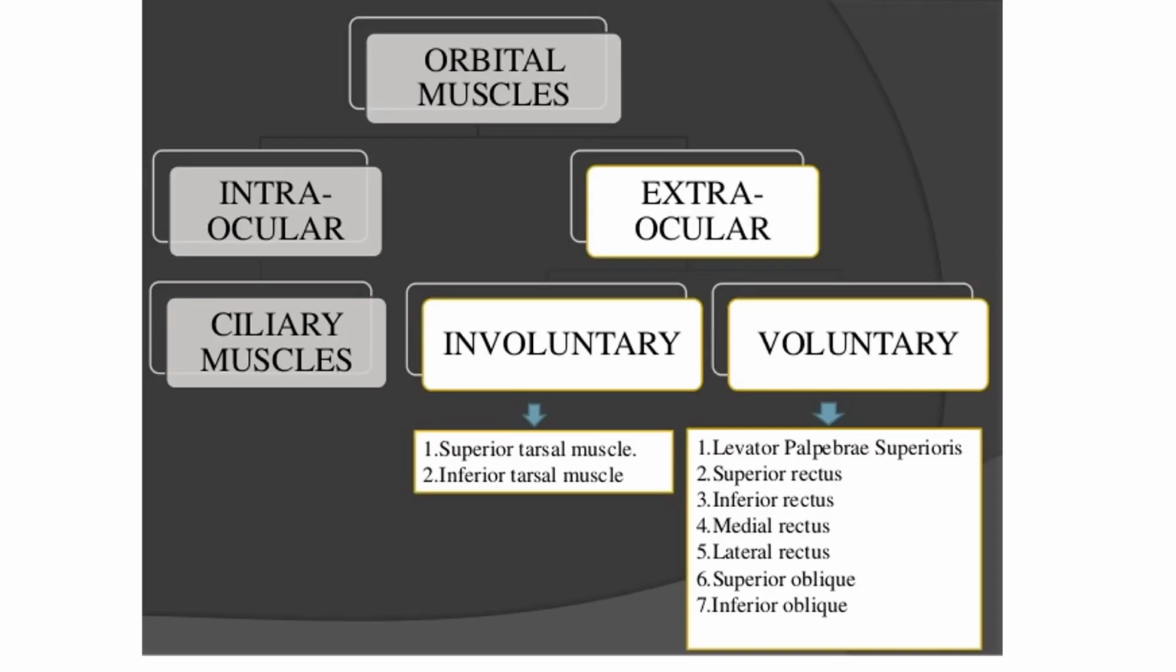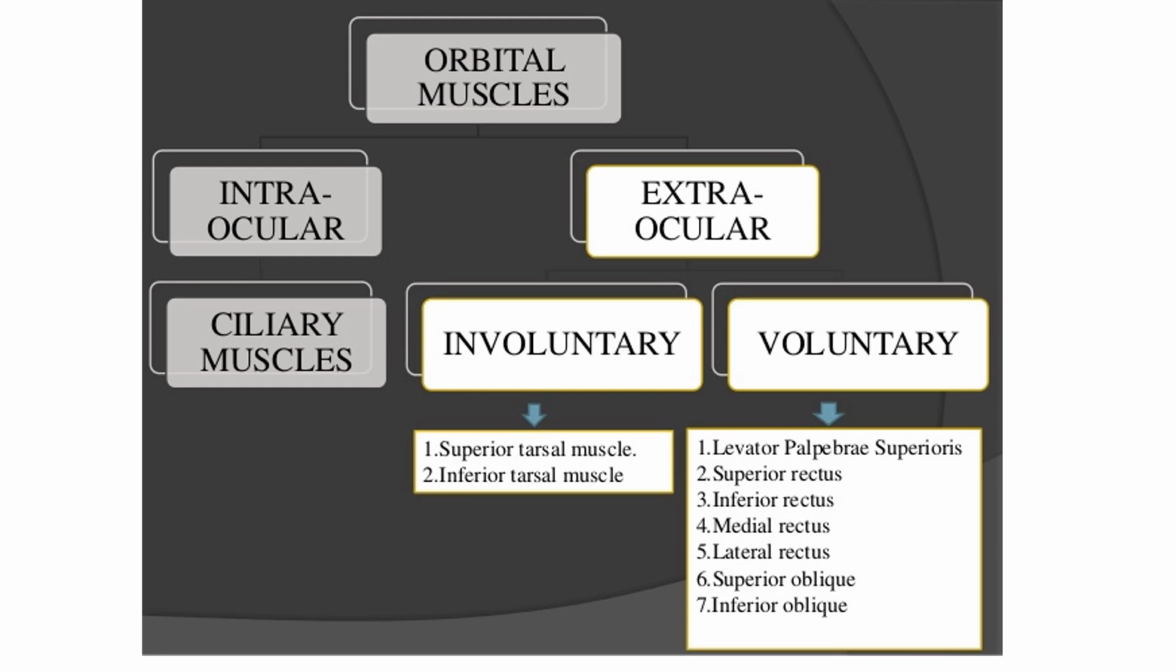First is the basic classification of orbital muscles. Orbital muscles are basically classified into intraocular and extraocular. What are the intraocular muscles? Nothing but the ciliary muscles. Coming to the extraocular muscles, they are again divided into voluntary and involuntary. In the involuntary, you can see 2 muscles, that is superior tarsal muscle and the inferior tarsal muscle. Voluntary muscles are these. In this class, we are going to see in detail about the voluntary group of muscles.